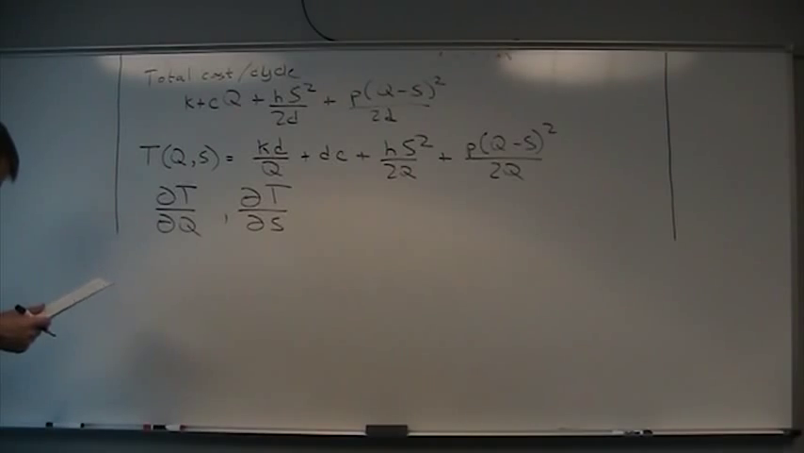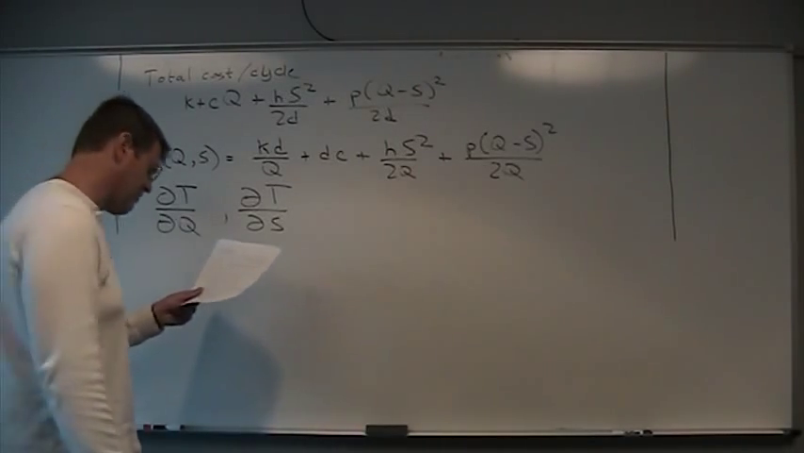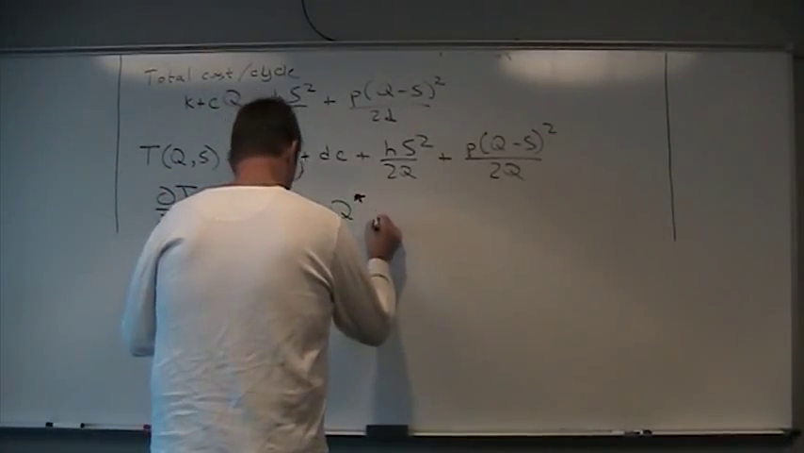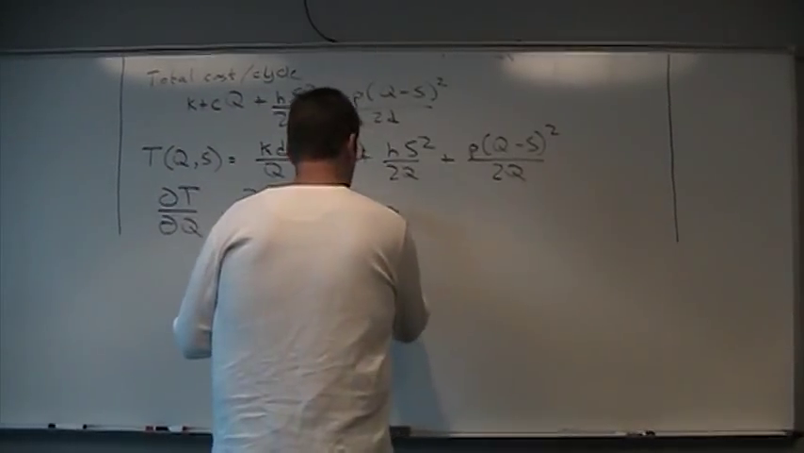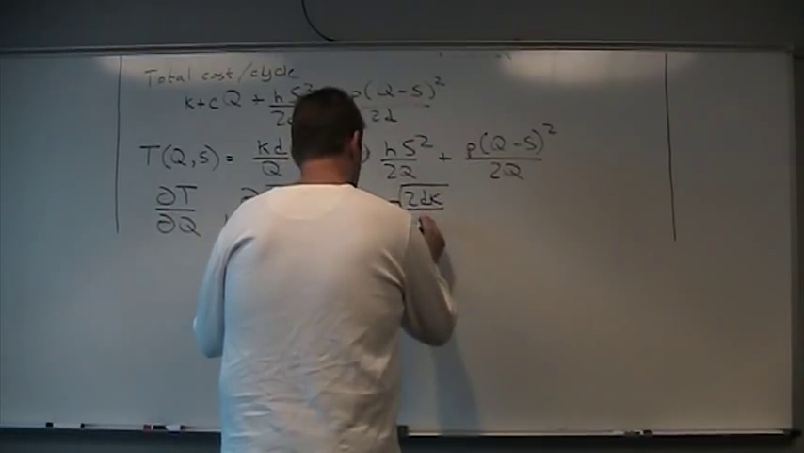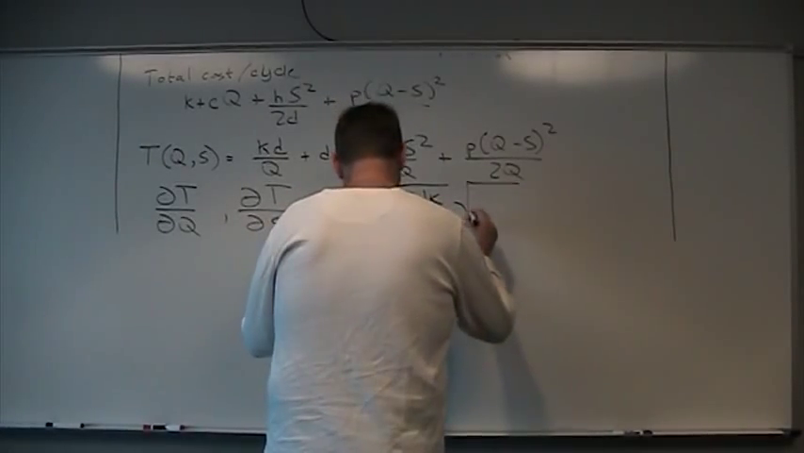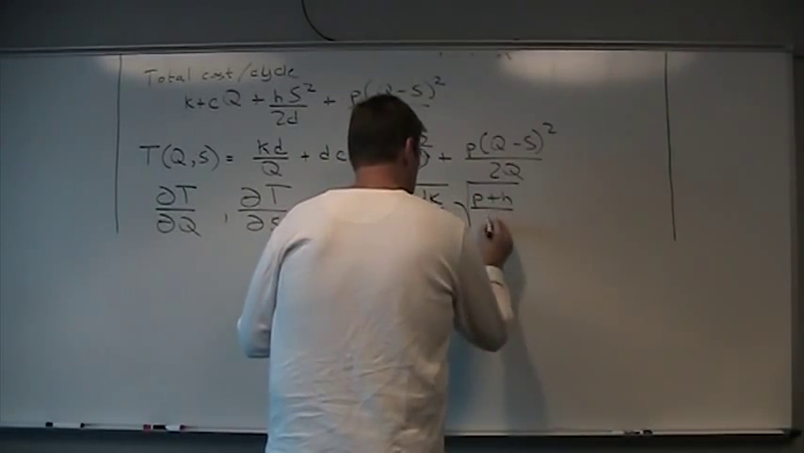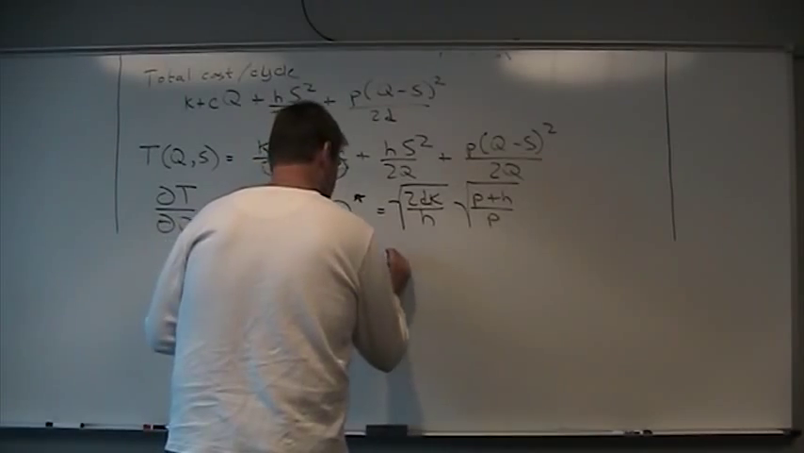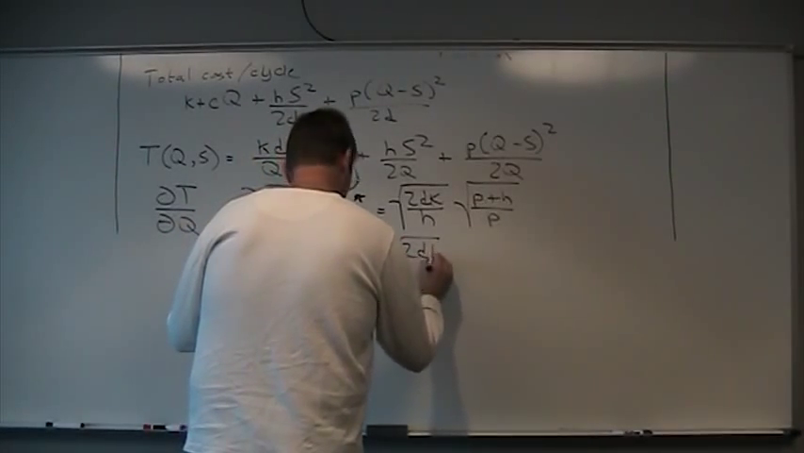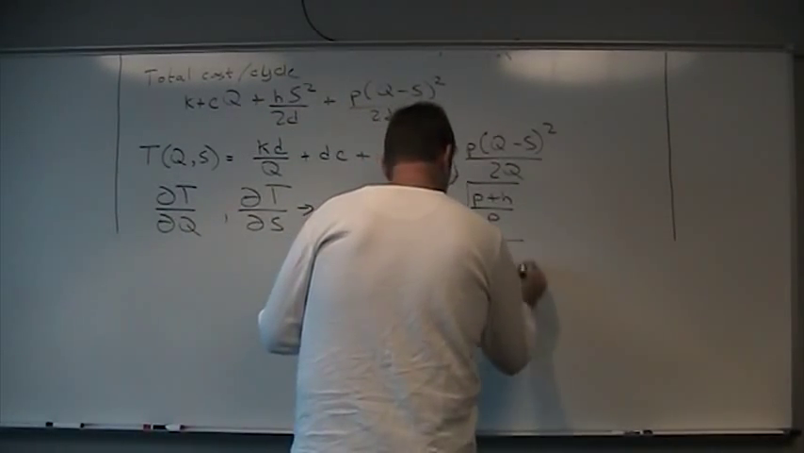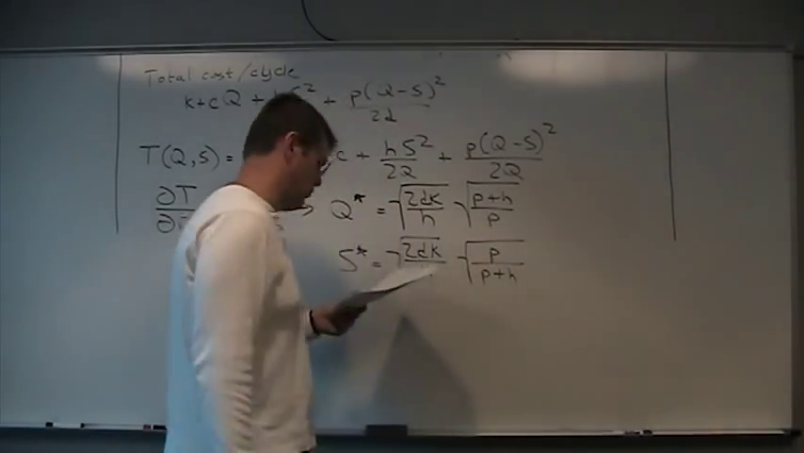But when you do all of this and end up solving for S star and Q star, what you get is the following. Q star works out to be the square root of 2DK divided by H times the square root of (P plus H) divided by P. As far as S star is concerned, it works out to be the square root of 2DK divided by H times the square root of P over (P plus H).